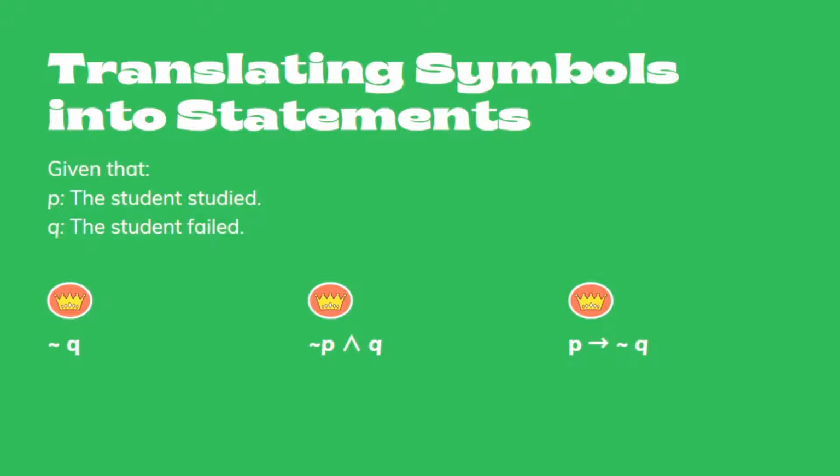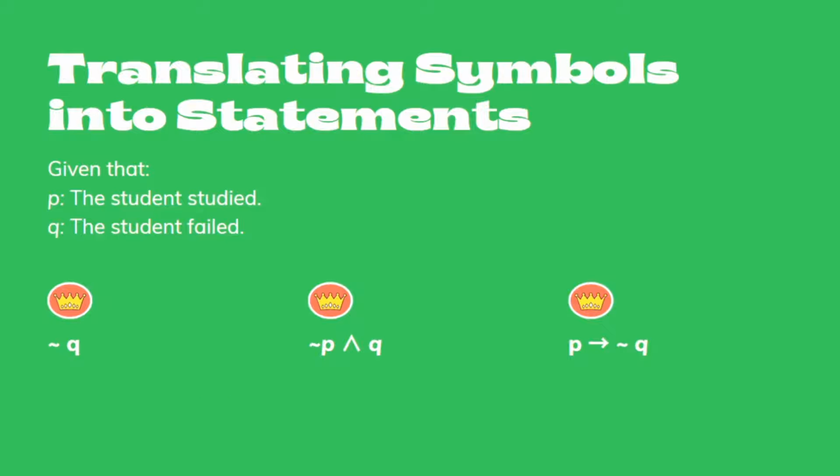Now, let's do translating the symbols into statements with the given conditions that P, the student studied, and Q, the student failed. With 3 symbols below, let's go on translating them into statements. The first statement would be the student did not fail because of the symbol of the condition Q, which is the student failed, and the logical connective not. Put it all together, the statement would be the student did not fail.